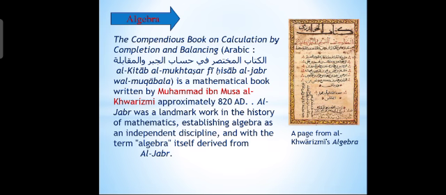This book was written by Muhammad ibn Musa al-Khwarizmi approximately 820 AD. Al-Jabr, that is the short title of this book. And this book was a landmark work in the history of mathematics, establishing algebra as an independent discipline, with the term algebra itself derived from Al-Jabr. So algebra means restoration or completion.